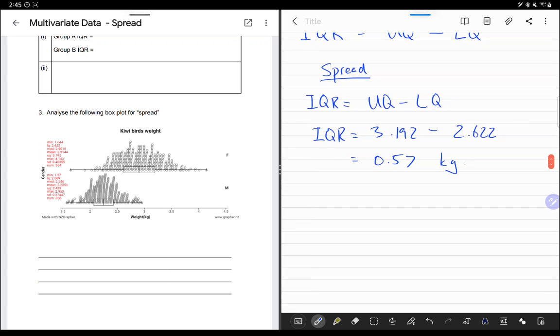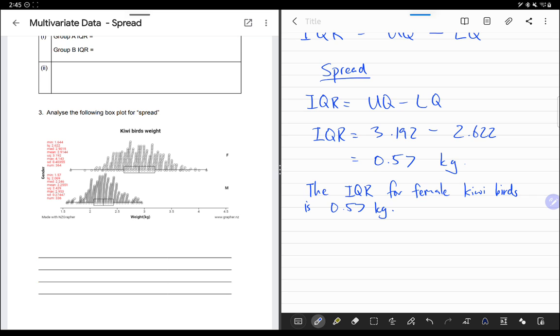So here, this is what we actually write. We say the IQR, the interquartile range for female kiwi birds, is 0.57 kilograms.